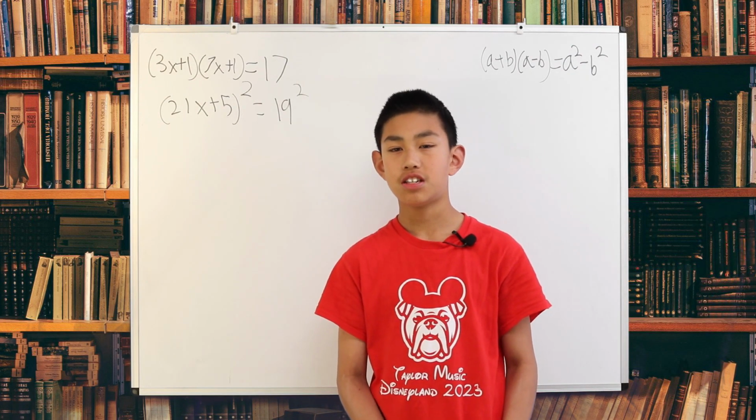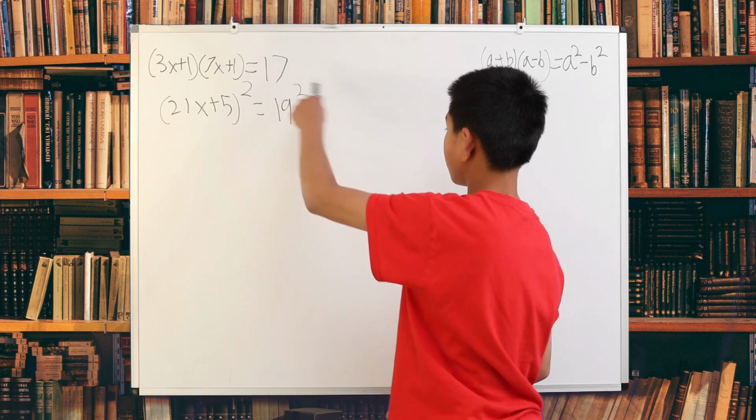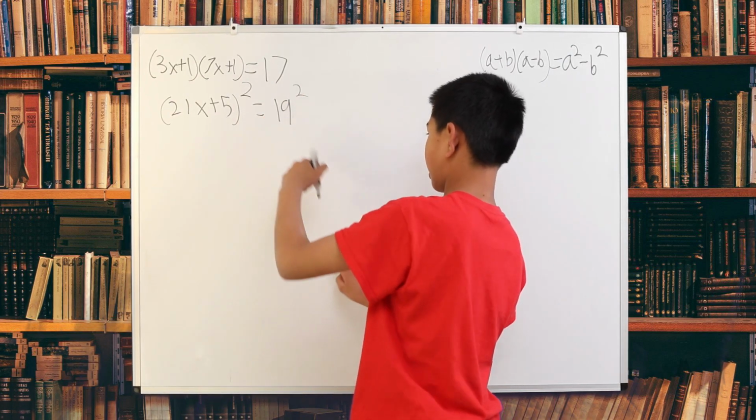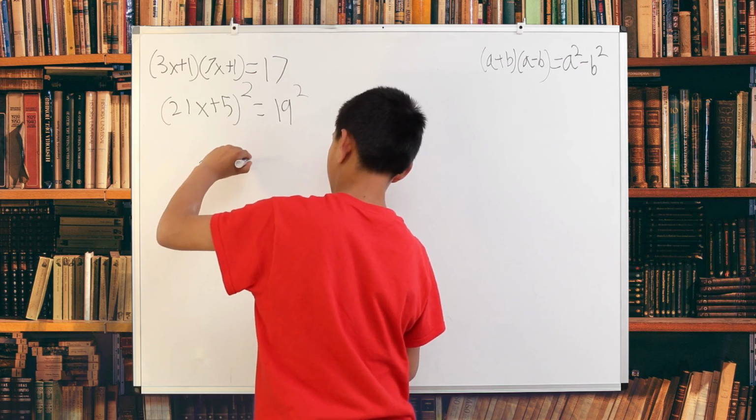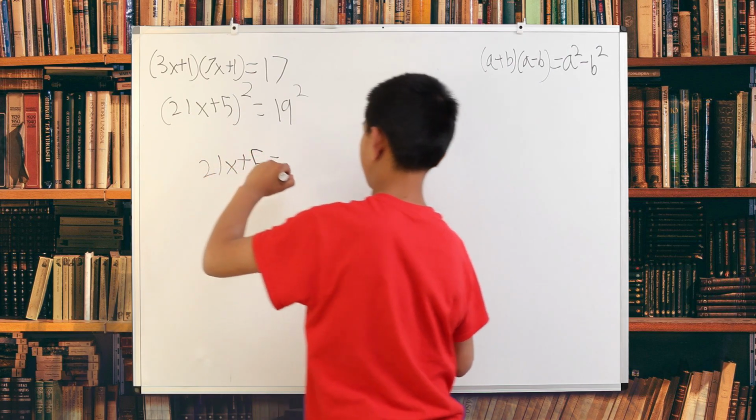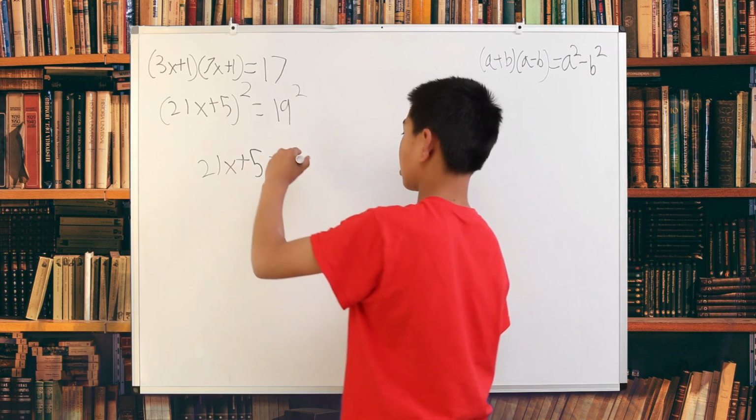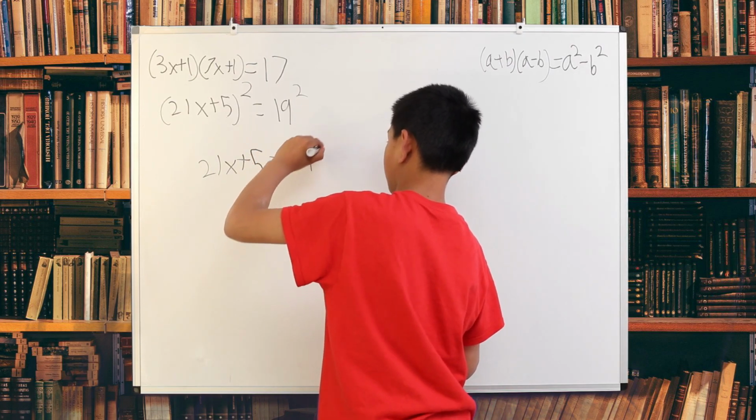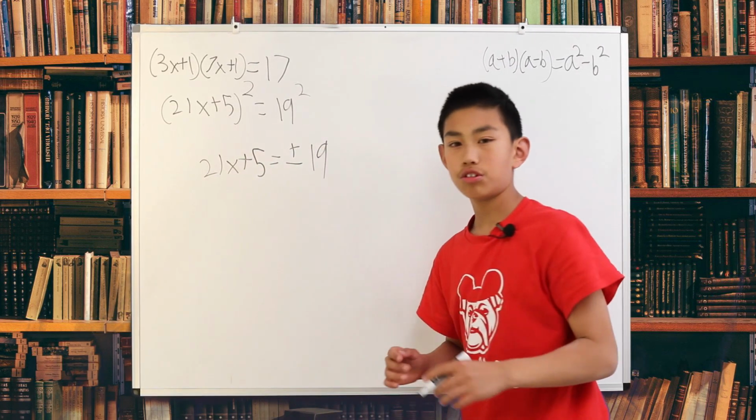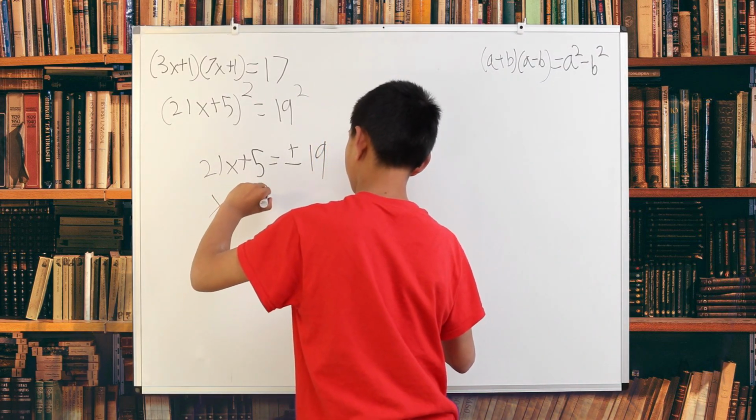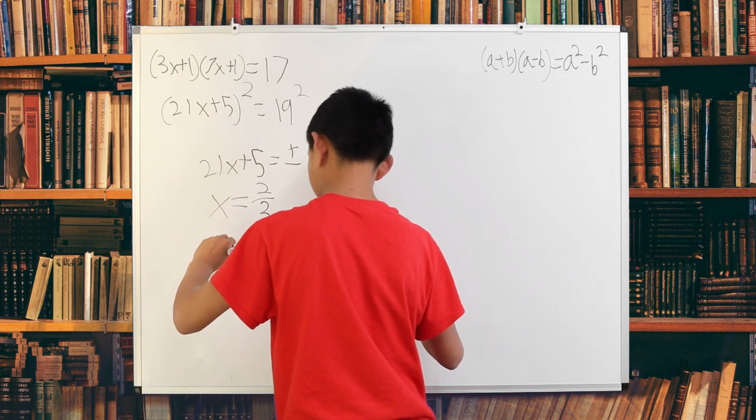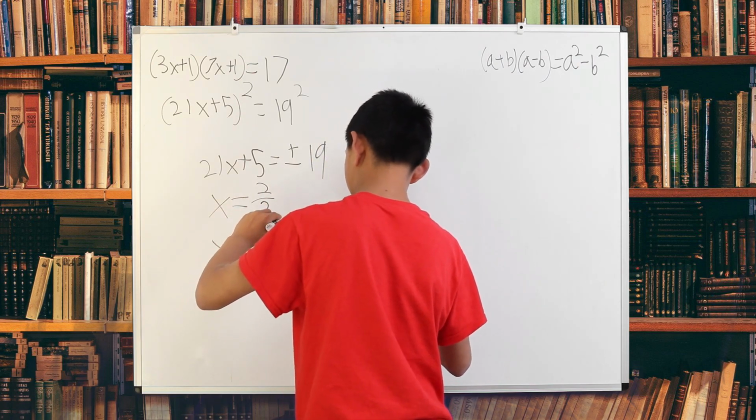Now the rest is easy. Since both of these are squares, we can take the square root of both sides. So 21x plus 5 is equal to, well, it's not 19, it's going to be positive or negative 19. So when you solve for x, x is either going to be 2/3 or x is going to be -8/7.